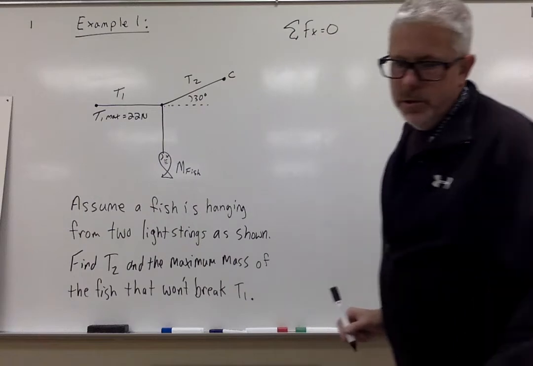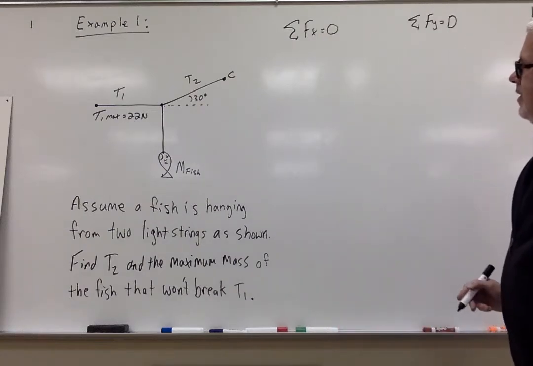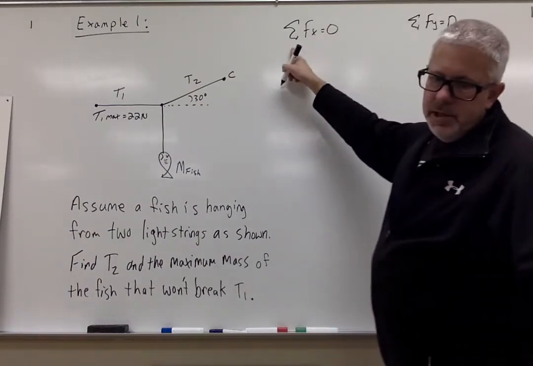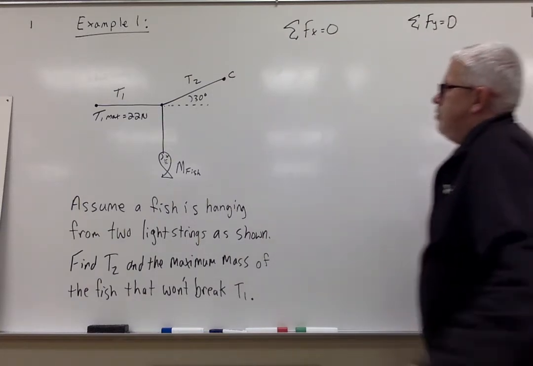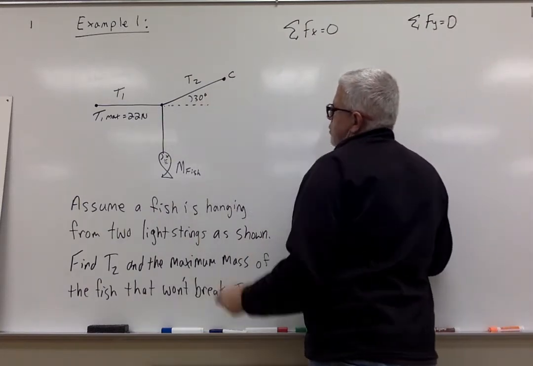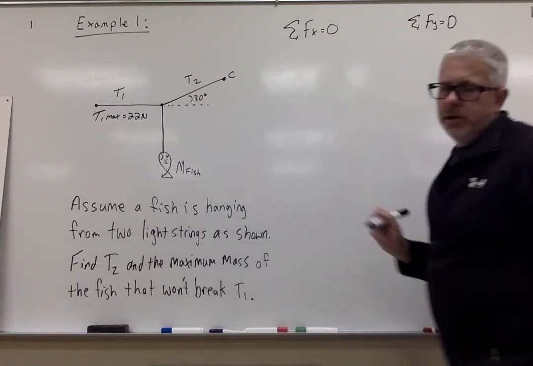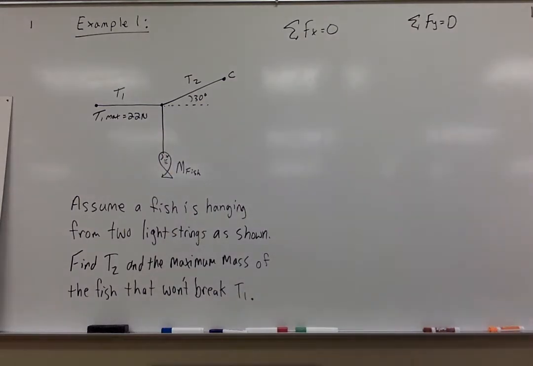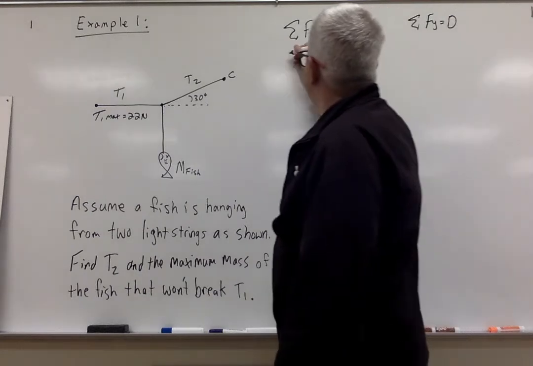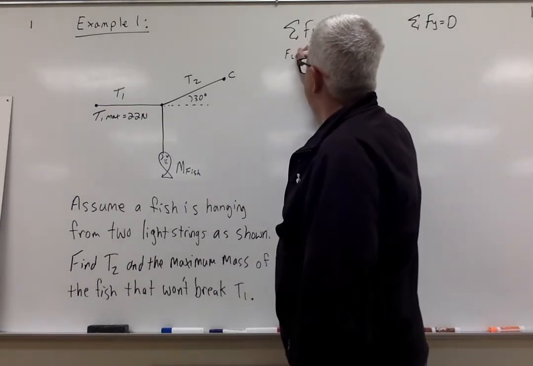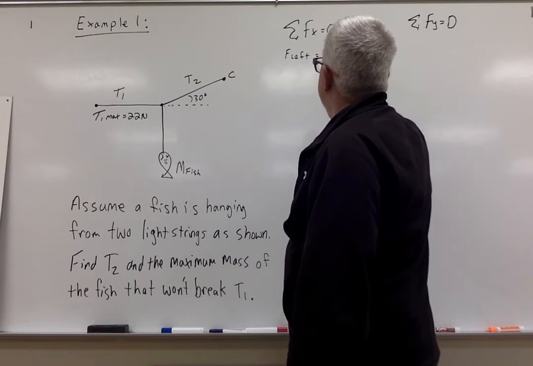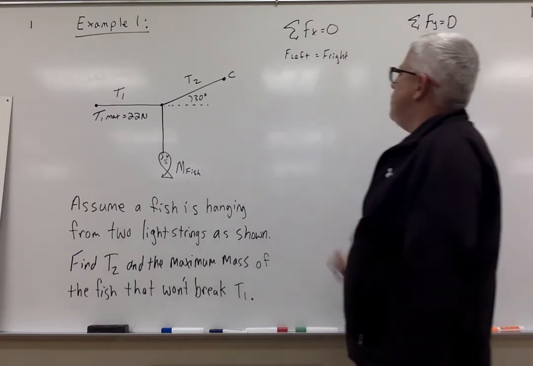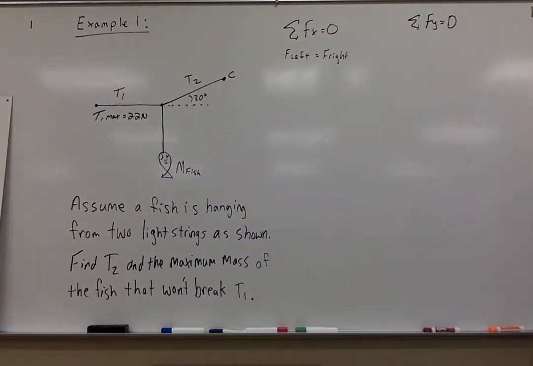I also know that since the forces left and right have got to be equal to each other, the horizontal component of T2 would also be a maximum of 22 newtons. So I'm going to think about this. I'm going to say F left would equal F right, because these two have got to be equal in magnitude, acting in opposite directions.